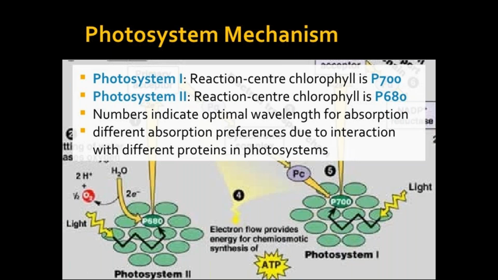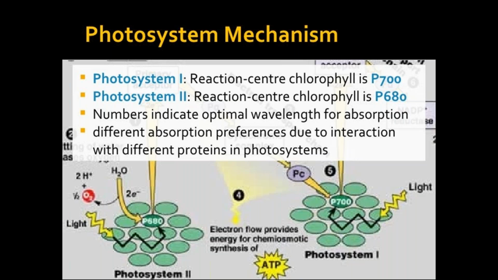Then the next point that comes is photosystems. In light reaction, two photosystems are involved, photosystem 1 and photosystem 2. Both of these photosystems contain the reaction center.